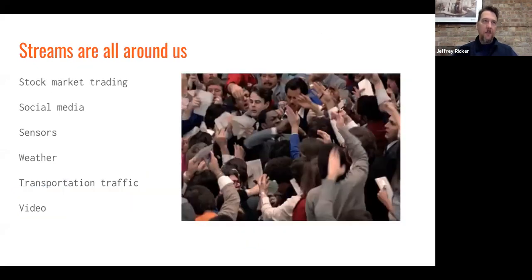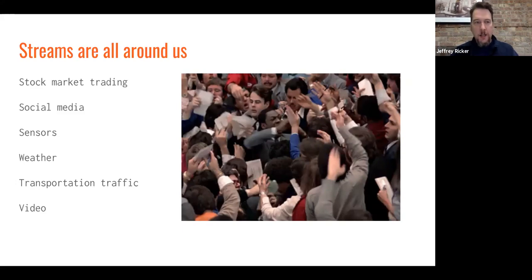And so what we find are streams are everywhere. They're a very common pattern to data. Stock market trading, social media, sensors, weather, transportation traffic, which you can think of as social data and sensor data together. Video, whenever you're processing video, it is a stream process. And if you're dealing with artificial intelligence, machine learning of vision, computer vision, you're dealing with a streaming problem, right?